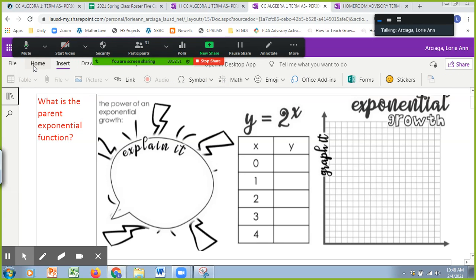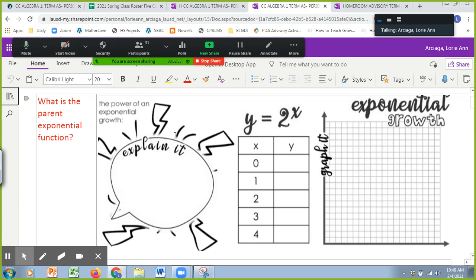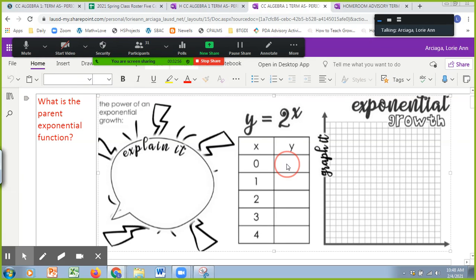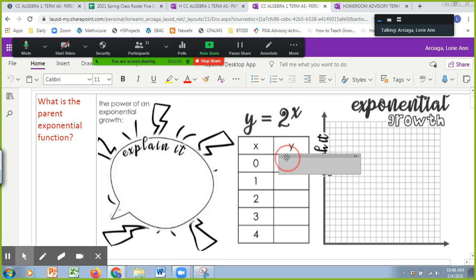Maybe we could use a text box for the table of values. Let's see here. Make a text box right here. All right, and let's enter our answers. Okay, you ready? If I raise 2 to the 0 power, what's my answer? What is 2 to the 0 power?